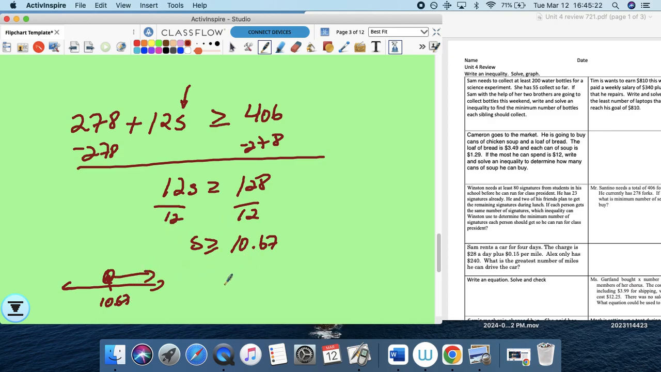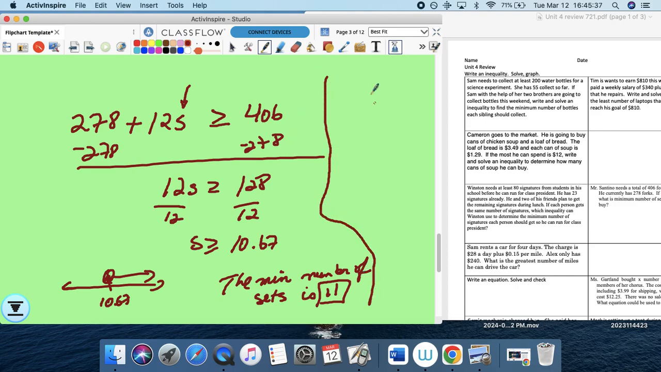So the minimum number of fork sets is 11. And that's the answer in the context of this story. So again, let's do our check. And I keep forgetting to do the check, but you should. 278 plus 12 times 11 is going to be greater than or equal to 406. Hopefully that's true. Let's see.